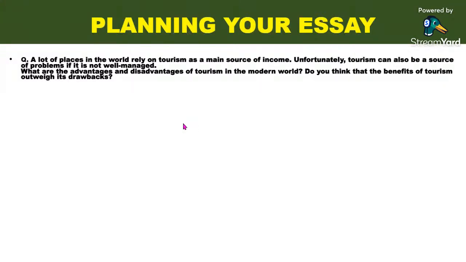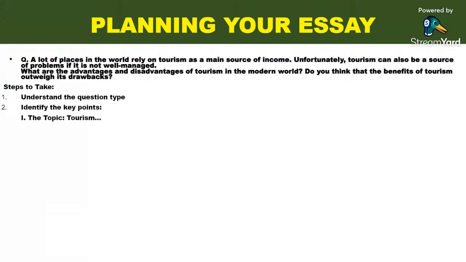Now let's look at how to plan this type of essay. The steps to take are as follows. Number one, understand the question type. This is very important. And number two, identify the key points. What are the key points? First of all, understand the topic. For example, the topic here is tourism. You are to discuss the advantages and disadvantages of tourism. So that is the topic.